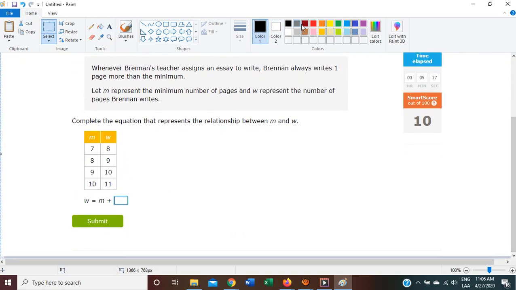Now let's choose, do you want to work with the last row? All right, let's work with the last row. Remember, instead of writing W, we're going to use the value of W, which is 11. 11 equals M, which is 10, plus any variable. I was going to use M, but we're using M here. Let's use N.